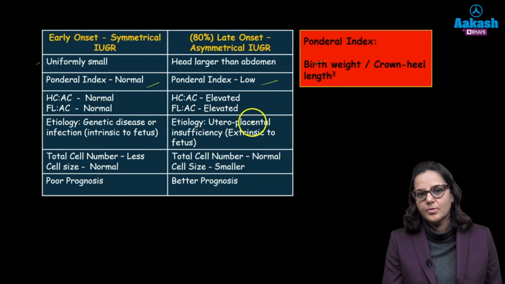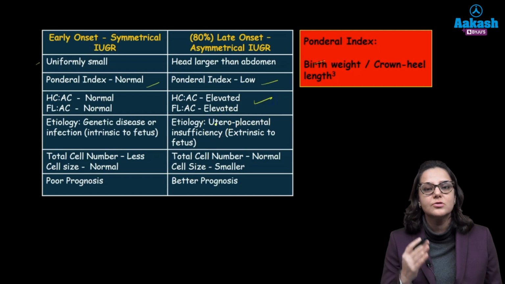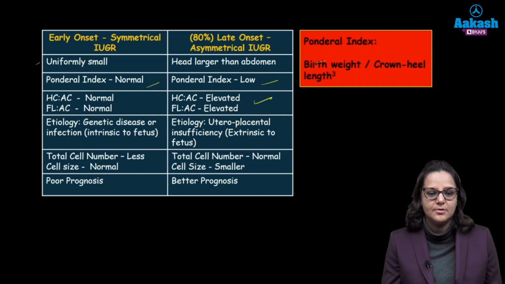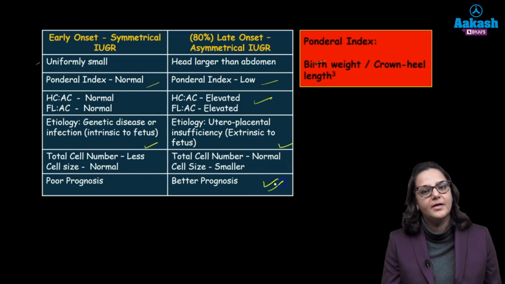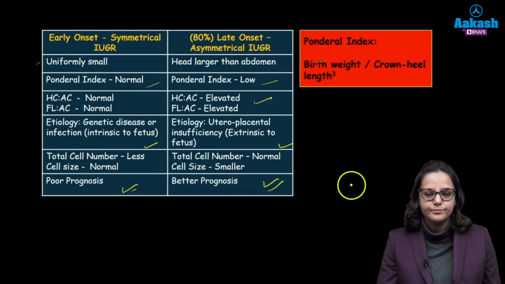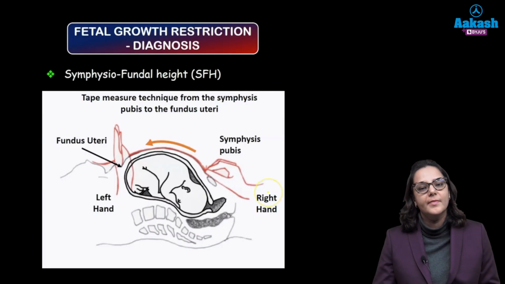The head circumference to abdominal circumference ratio will definitely be elevated in late onset IUGR, whereas all the ratios are going to be normal in symmetrical IUGR. Here it is a genetic cause. We have uteroplacental insufficiency in late onset IUGR, and this will have a better prognosis, whereas early onset has a poor prognosis.